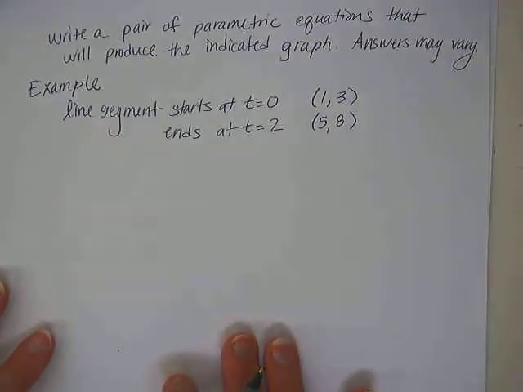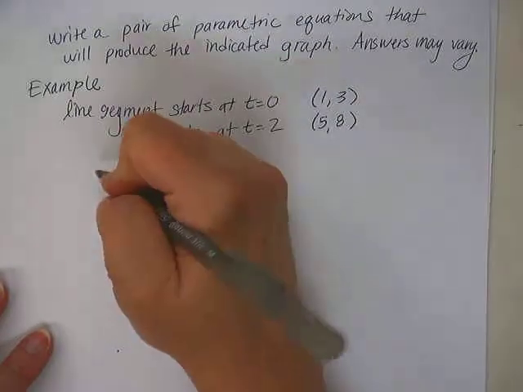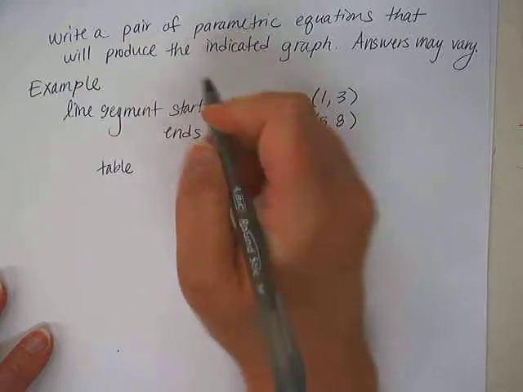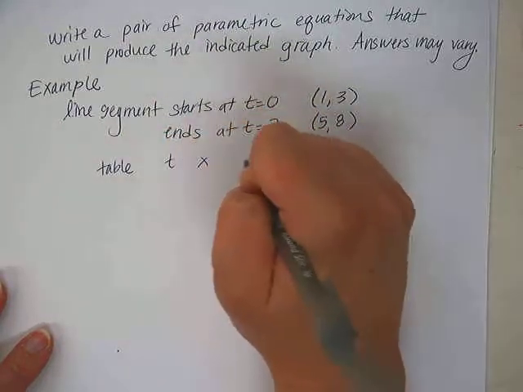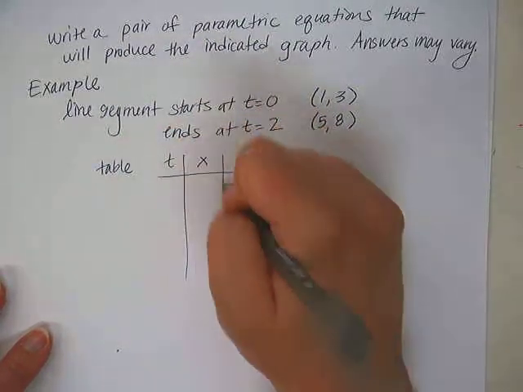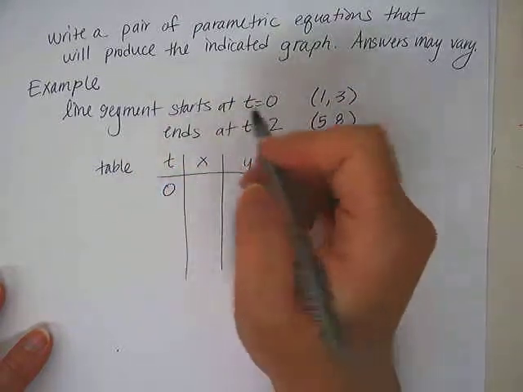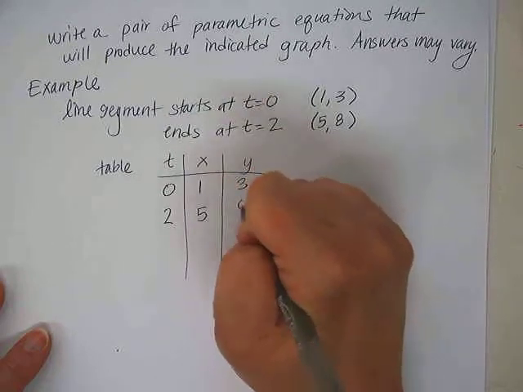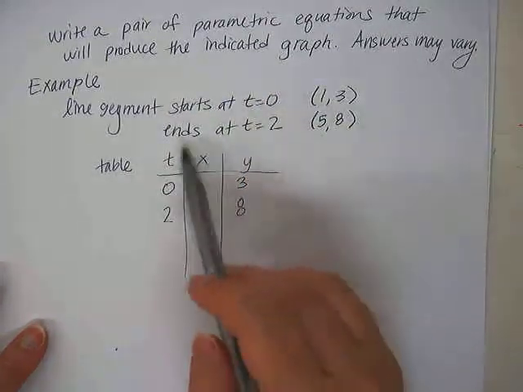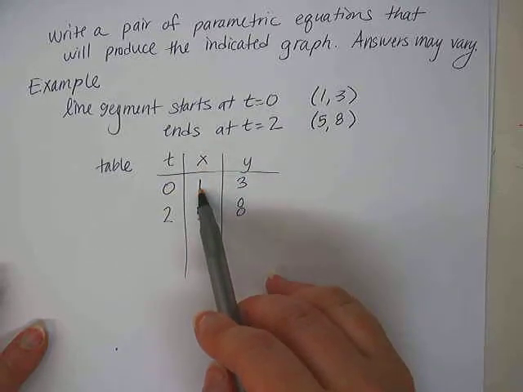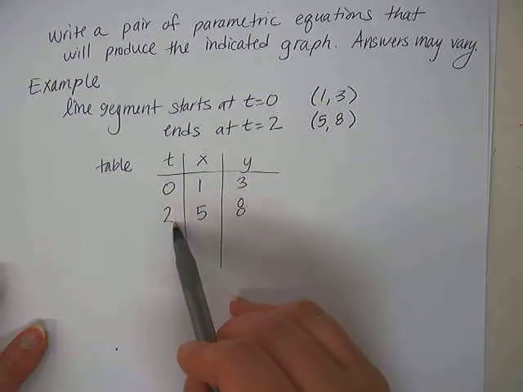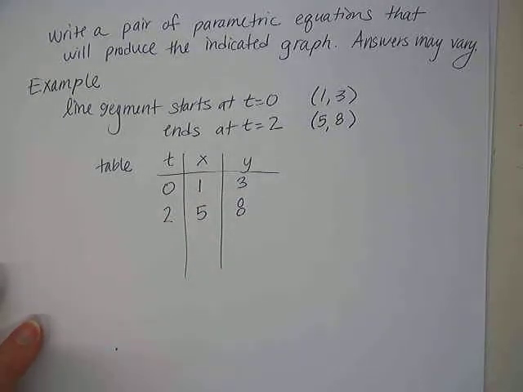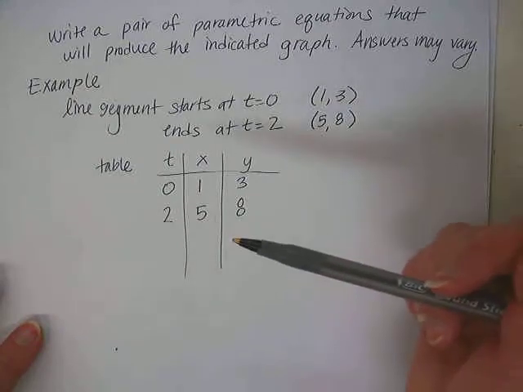Probably the best way to organize our information is to just put it into a table so we can see it all together, but we don't have to do that. It's just a suggestion. You might want to create a table. So in our table we have t, we have x, we have y. So these are the points I just gave you. At time equals 0, the starting point of the object in motion is (1, 3), and at time equals 2, the ending position of the object is at (5, 8).